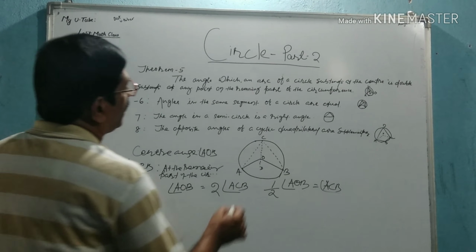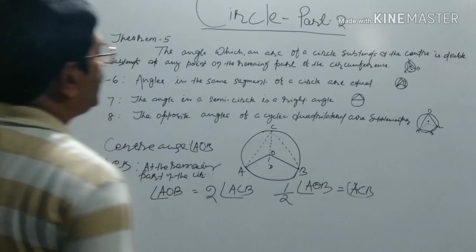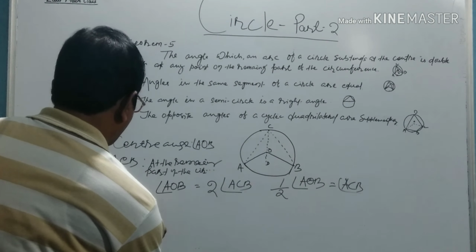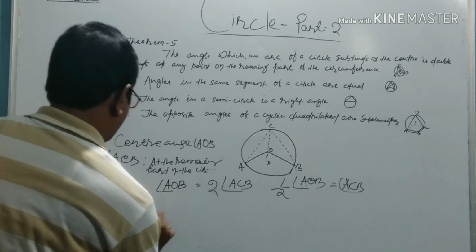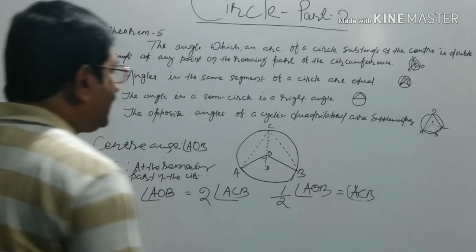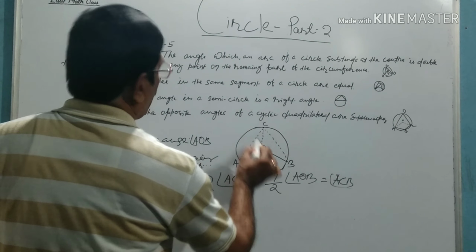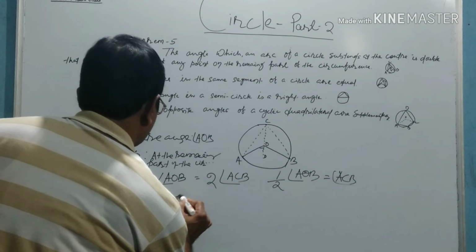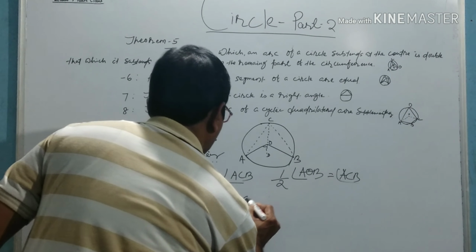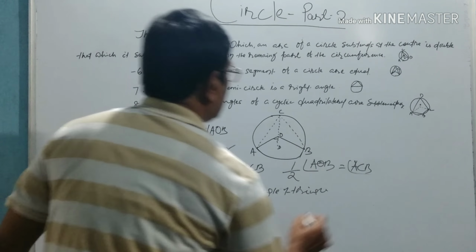Now, how can we prove this? You can see we have constructed by joining OC, and that has been produced up to D. So angle AOD, this angle, is the exterior angle of triangle AOC.